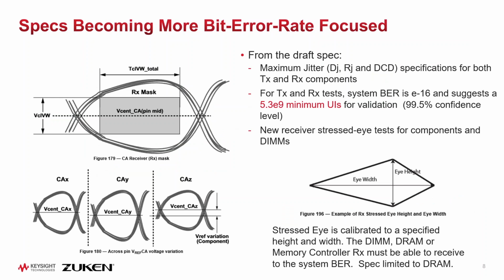The next thing is that the specs themselves are becoming much more bit error rate focused. From the draft spec of DDR5, you definitely find specifications for maximum jitter, for deterministic and random jitter, and duty cycle distortion. But they also mention that if you want 99.5% confidence that you're going to get to a 1e to the minus 16 system bit error rate, then you need to actually capture in measurement 5.3 billion UIs.